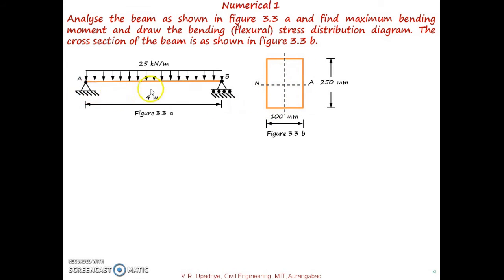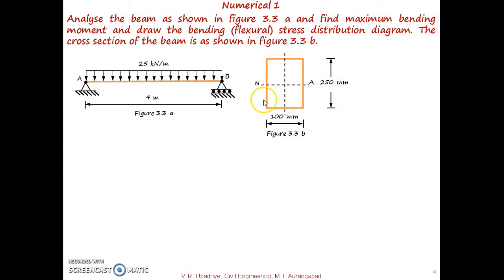So it is a simply supported beam subjected to UDL throughout. The magnitude of UDL is 25 kN per meter, and the span of the beam is 4 meter, and it is subjected to hinge support at A and roller support at B, and the cross section of that beam is as shown in this second figure, that is a rectangular cross section having width 100 millimeter and depth 250 millimeter.